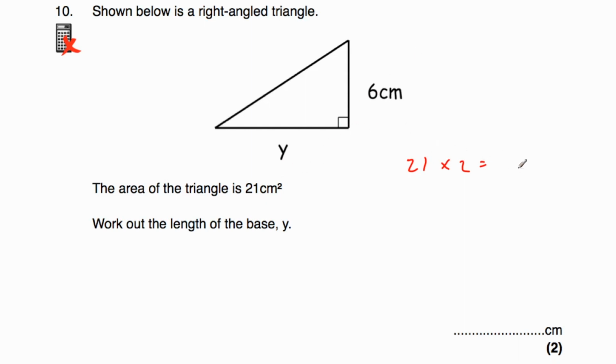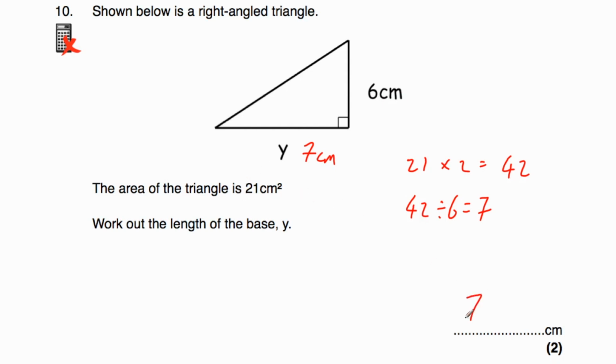So 21 times 2 is equal to 42. So that means that the base times the height must have been 42, because whenever we halve it, we get 21. So we need to then take 42 and divide it by 6, and we can find out what y is. So if we do 42 divided by 6, that's equal to 7. So that means that the base of this triangle must have been 7 centimeters. And we can check our answer. 7 times 6 is equal to 42, and 42 halved is equal to 21 centimeters squared.